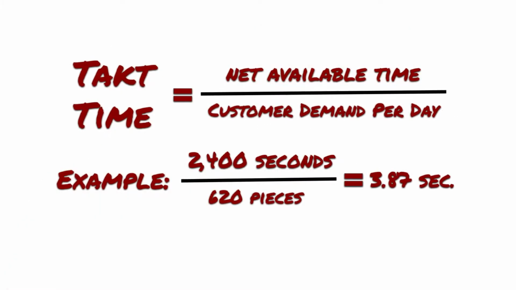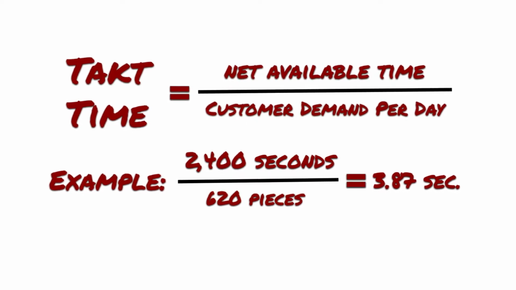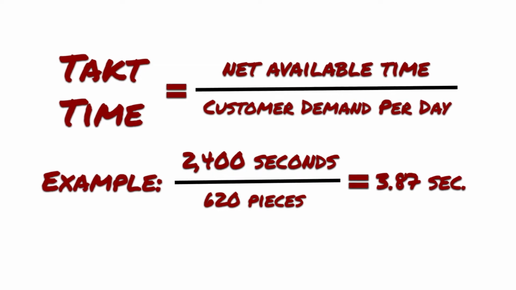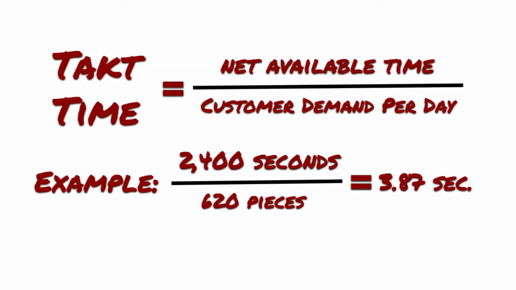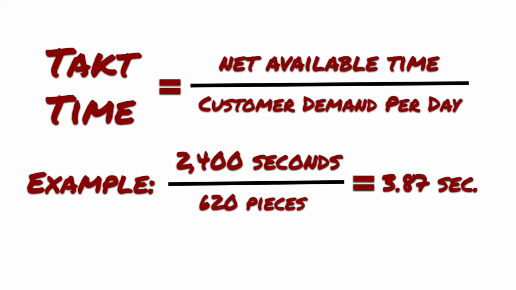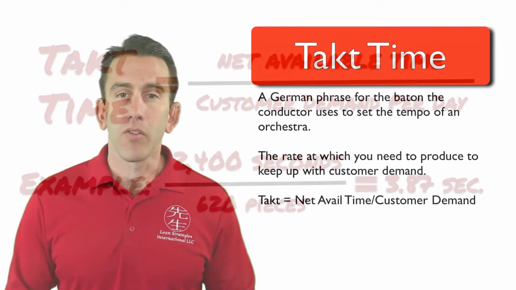To determine what your takt time is for your process, you need to divide the total daily amount of working time, or the net available time, by the required quantity of products per day. The key here is required. In other words, the customer demand per day. Let's look at an example.